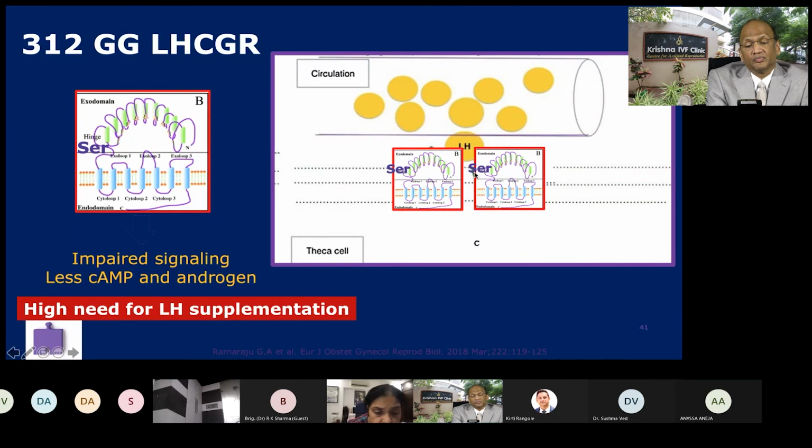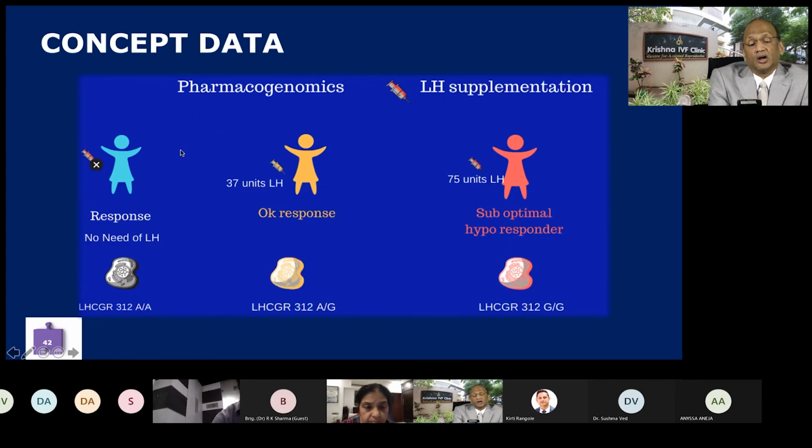So, this is the transmembrane, this is cytoplasm, and this is where the cyclic AMP happens. LH acts on the cyclic AMP pathway and drives the growth of follicular fluid formation and oocyte maturity. The concept is, if you have 312 A by A, that is the wild type, where the asparagine does not disturb the cyclic AMP and the androgens of the cell, there is no need for LH supplementation. If it is heterozygous, we give 37 units, and if it is G by G, 75 units, we give 1 ampule, but we never cross 75 units of LH.